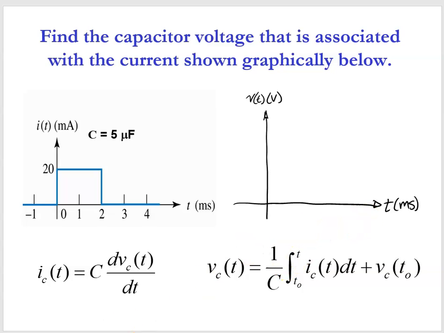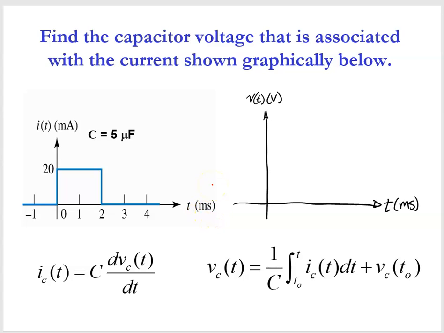So we can analyze this by analyzing just the area under this curve, or we can break this up. If we look at our capacitor current function, it's a piecewise function. At t less than 0, it's equal to 0. From t equal to 0 to 2, it's equal to 20 milliamps. And at t greater than 2, it's equal to 0 again. And again, that's 2 milliseconds.